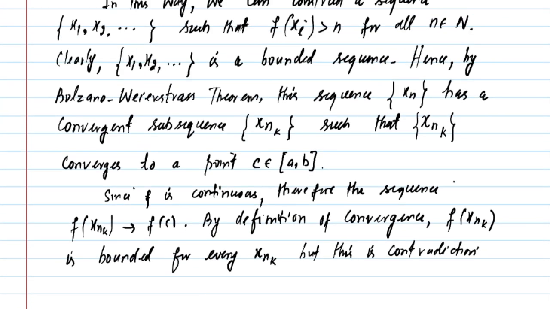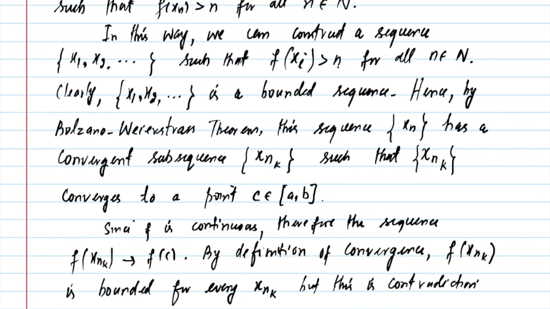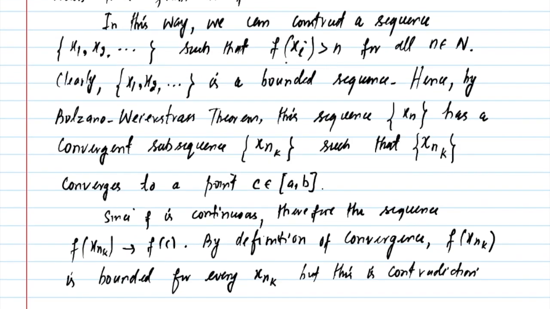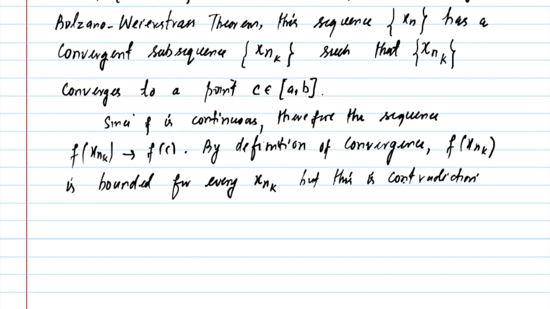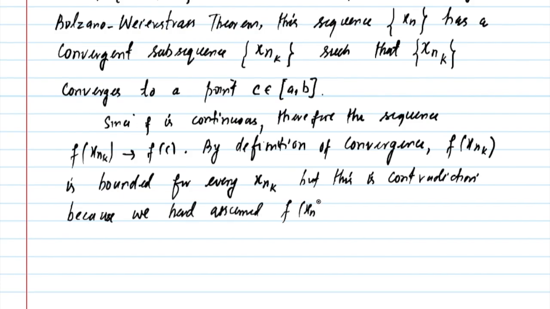Because we had assumed above that f of x_i is greater than i, and for every x_i, f of x_i is greater than i, and this x_{n_k} we took from x_1, x_2, and so on, so f of x_{n_k} should also be greater than n. So in other words, f of x_{n_k} should be unbounded. But from here we are getting that f of x_{n_k} is bounded. So this is a contradiction because we had assumed that f of x_n is greater than n for all n belonging to the set of natural numbers.